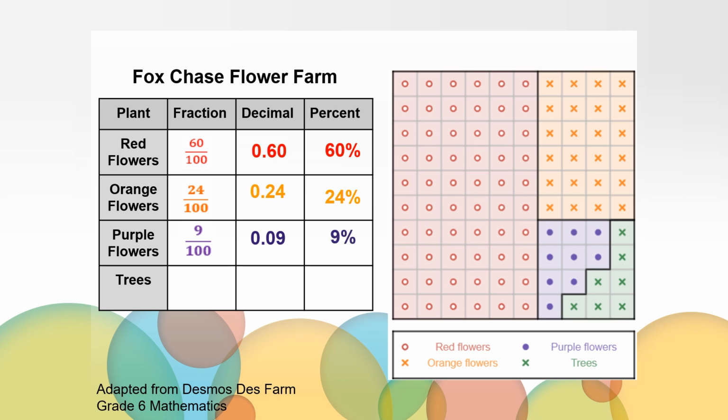Lastly, we can determine how to represent the amount of trees as a fraction, decimal, and percent. I can visually see that this is the smallest section of the flower farm. I only planted 7 acres of trees. 7 out of 100 can be written as 7 over 100, or 7 hundredths, 0.07, or 7%.